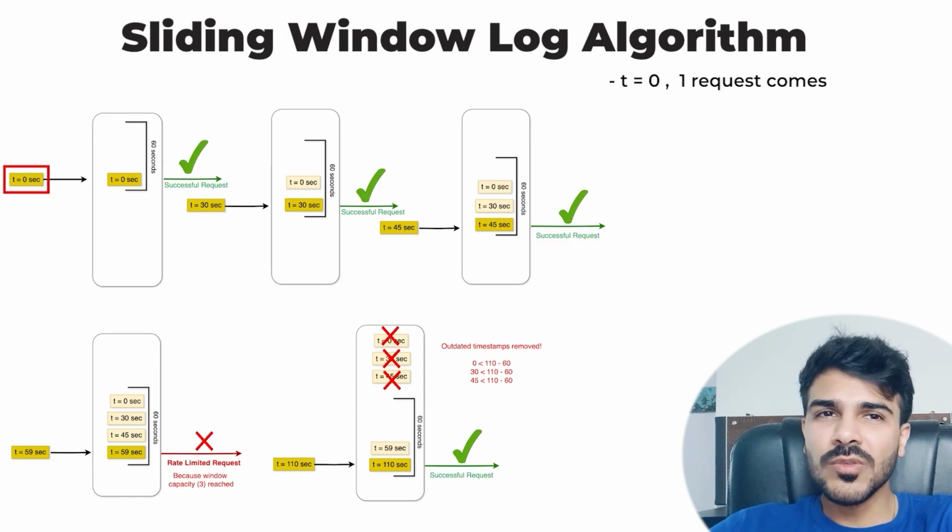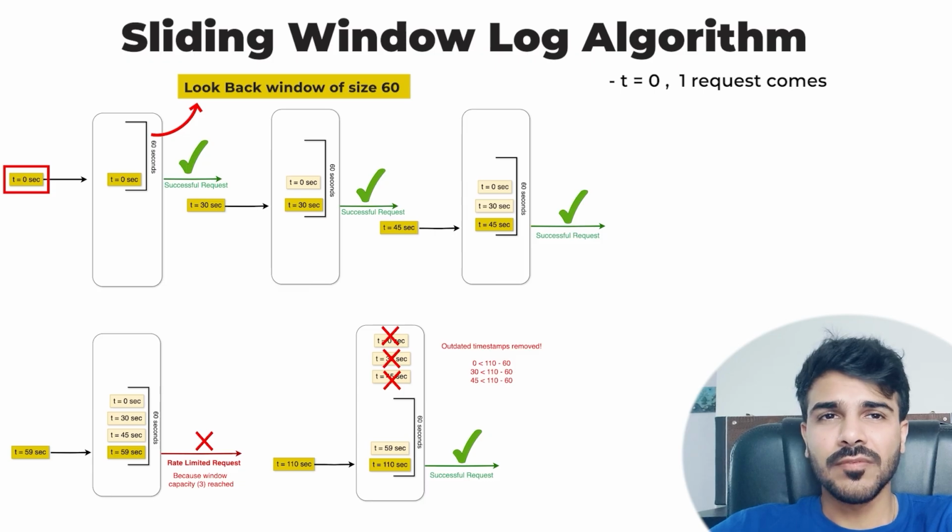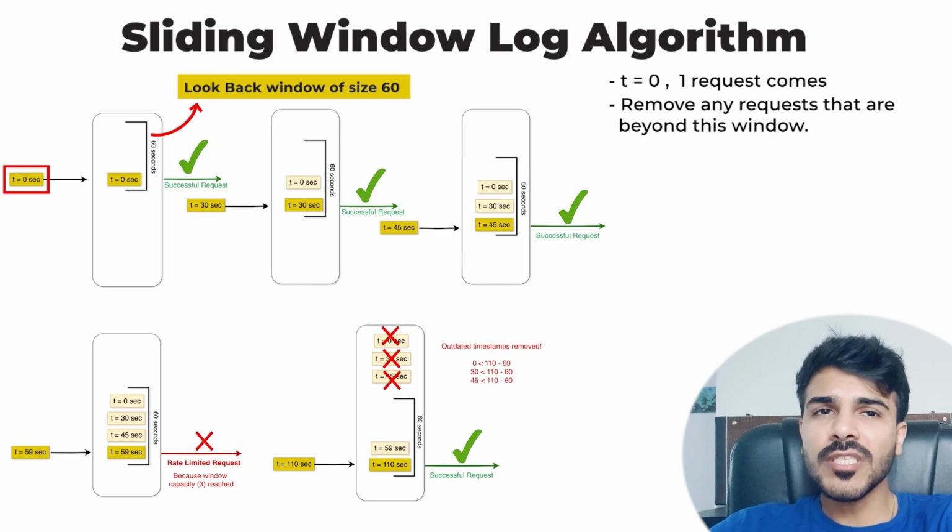Let's say at t equals 0, we get one request. What does our algorithm do? It first creates a look back window of size 60, from the current request timestamp, which is 0. And then it would remove any requests that are beyond this window. Now, in this case, this is our first request, so there are none of the requests that go beyond this limit.